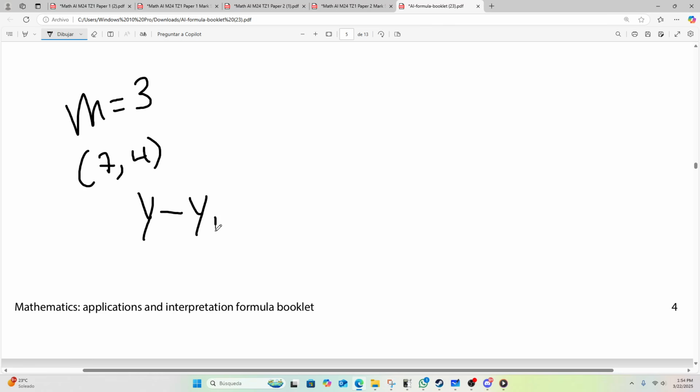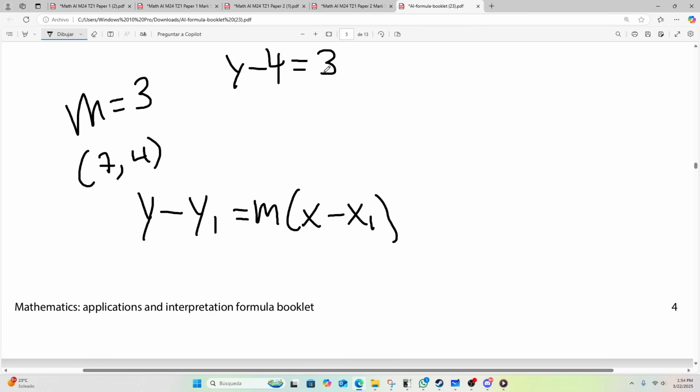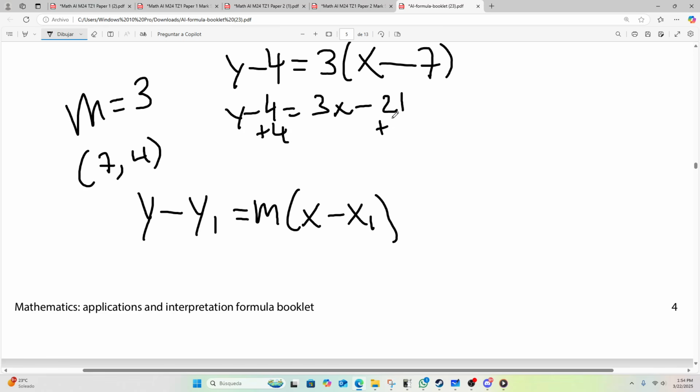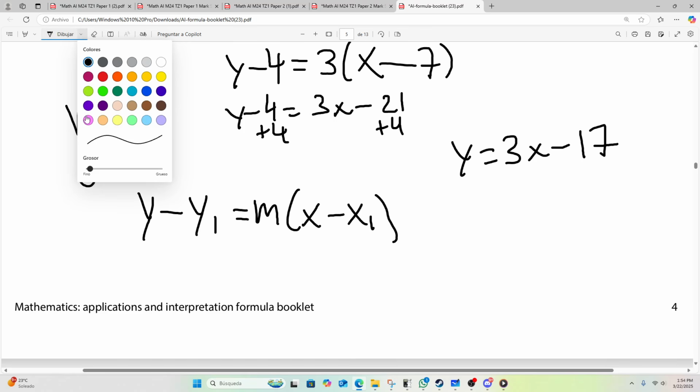My formula is y minus y1 equals m parentheses x minus x1. So if I go ahead and plug in, you plug in y minus 4, because this is y1, equals m, which is 3 parentheses x minus 7, because this is x1. So y minus 4 equals 3x minus 21 plus 4, we do some quick maths, y equals 3x minus 17.